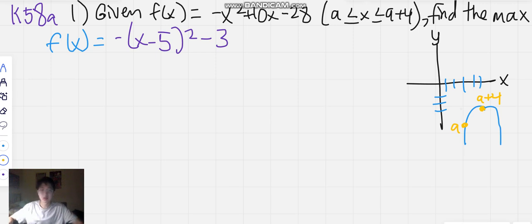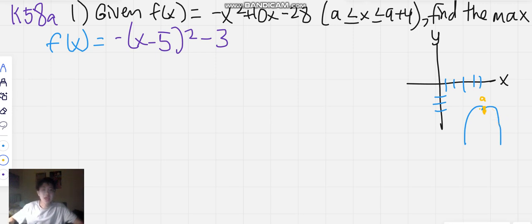It's at the vertex, right? The vertex in this case is the highest point on the graph. And the vertex is going to be the maximum until, let's say this is a plus 4, this is a, so the vertex is still the maximum. Even if the left hand side of the interval is touching the vertex and a plus 4 is here, the maximum still includes the vertex, so the maximum is the vertex.